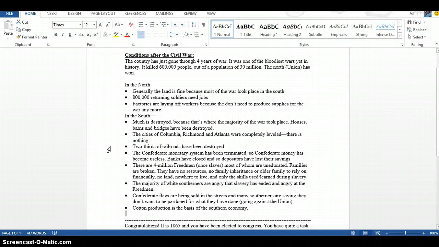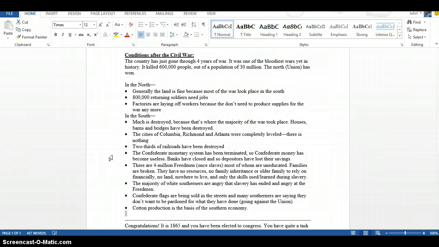When we talk about this, even in the South, we saw Confederate money. Everything's based off of a gold standard, and there's no gold for this to happen. So if you're a millionaire with Confederate money, now you're a pauper. You have nothing. So we've got to figure out what we're going to do with that. There are 4 million freedmen, which is the term they used. They once were slaves, and most were uneducated. Being uneducated means they're illiterate.